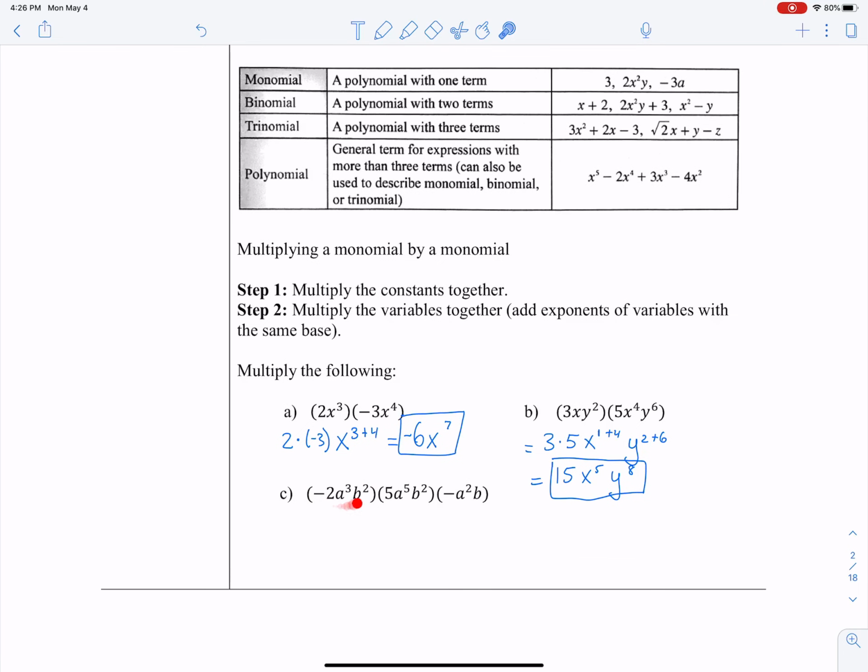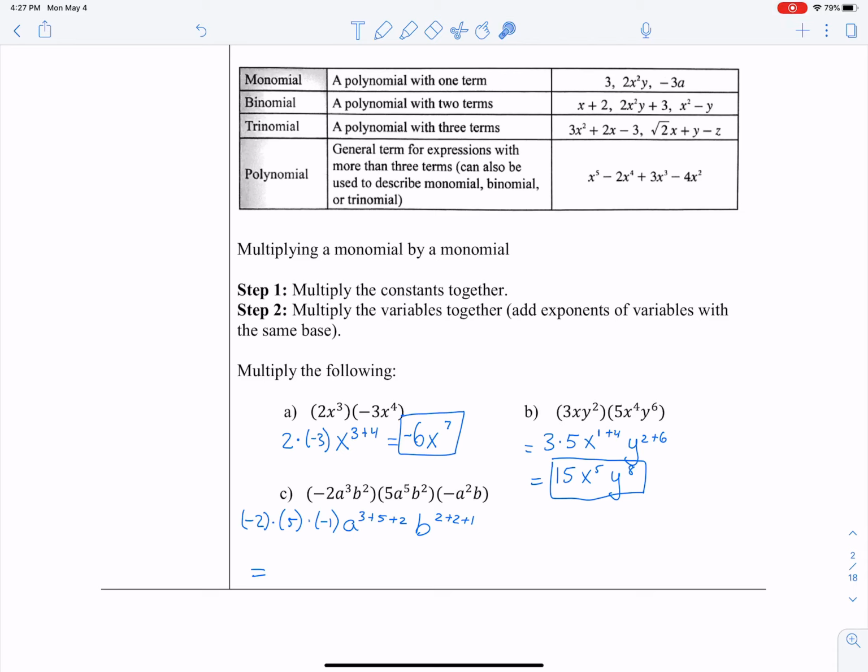Here now I have 3 monomials that I'm multiplying together. So I'm going to do the same thing. I'm going to look at my numbers. So here I have a minus 2, a 5, and if there's just a negative like this, it means minus 1. And then I'm going to combine my bases, a's and b's. So minus 2 times 5 times negative 1. Then I have a to the 3 plus 5 plus 2. For my b's, I have 2 plus 2 plus 1.